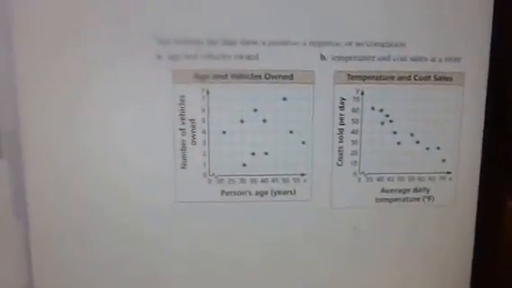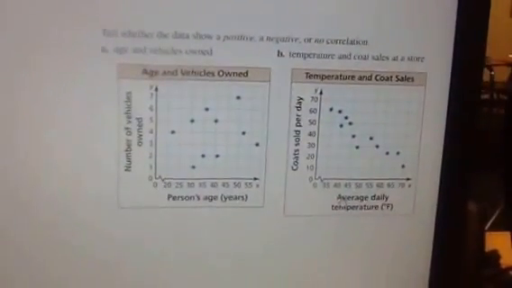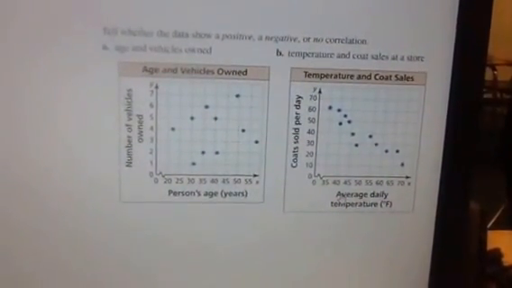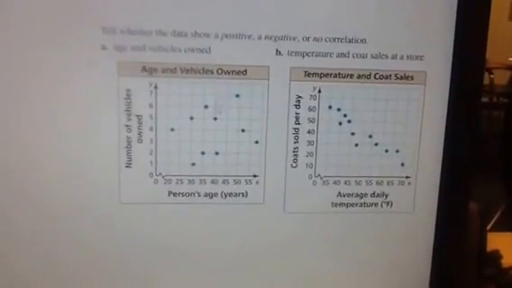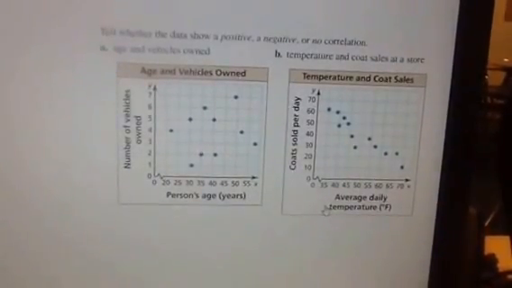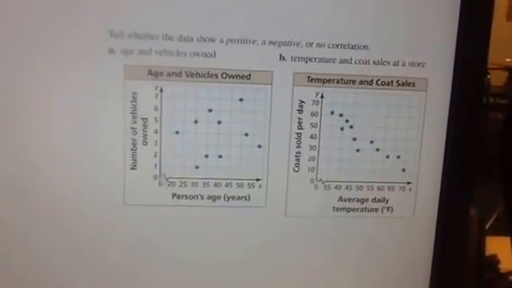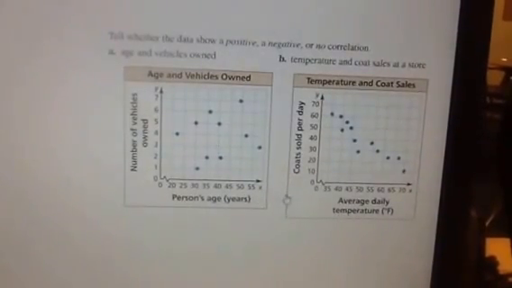Okay, so let's look at this example and see how we do. Tell whether the data shows a positive, negative, or no correlation. So just looking at this first one here, what do you think? The number of vehicles owned in someone's lifetime, I suppose, and the person's age.